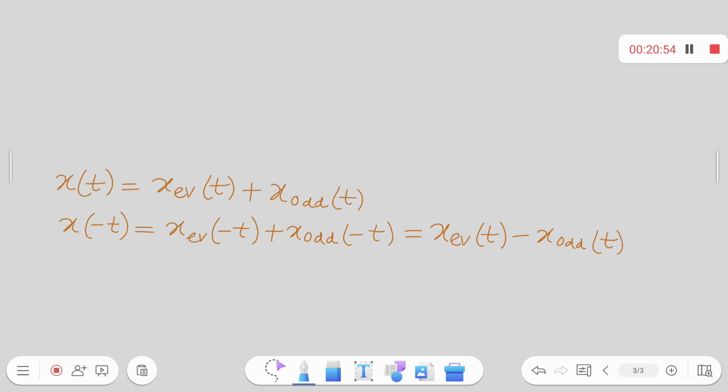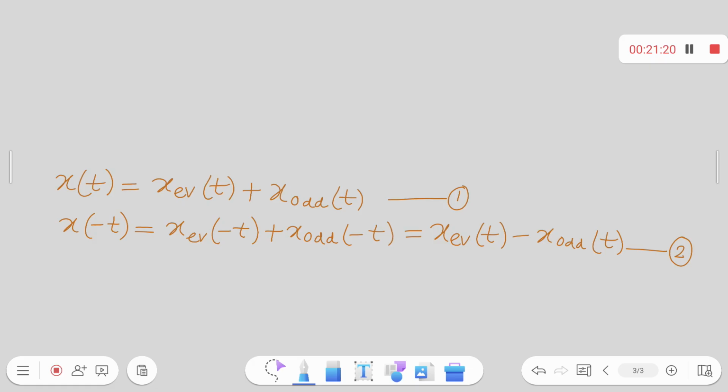Right? So basically, if you know x(t), you can also know x(-t). And from that, you know that x(t) is equal to x_even(t) plus x_odd(t), and x(-t) is equal to x_even(t) minus x_odd(t). So you have to find out x_even(t) and x_odd(t) from x(t) itself. You have two equations and two unknowns. This is equation number 1 and this is equation number 2.